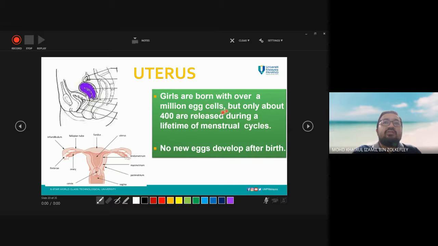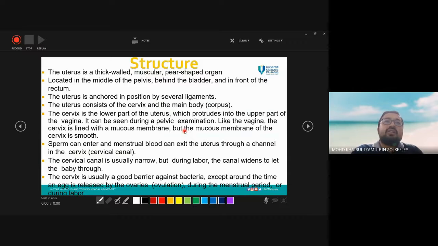So girls are born with over 1 million egg cells, but only about 400 are released during a lifetime of menstrual cycles. No new eggs develop after birth. The uterus is a thick wall muscular pear-shaped organ. It is located in the middle of the pelvis, behind the bladder and in front of the rectum. Okay. The uterus is anchored in position by several ligaments.